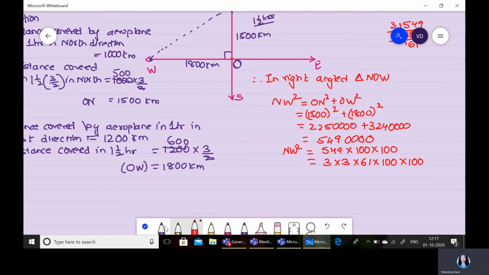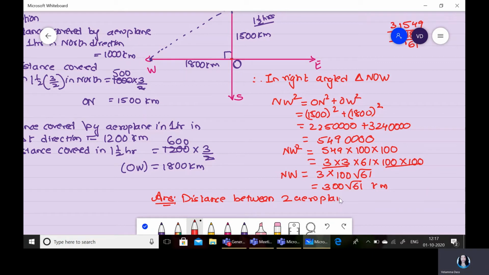So here we get NW square. Taking the square root, we will get 3, out of the two 3s we can take one 3, 61 will not come out, and out of the two 100s we take 100. So here we will get 300 root 61 kilometer. So at the last, we have to write the final answer. Therefore, the distance between the two aeroplanes after 1.5 hours is 300 root 61 kilometer.